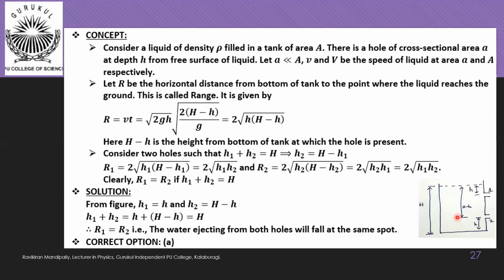So that we are writing here in figure h1 is equal to small h and h2 is equal to capital H minus small h. If we add these two, I am getting h1 plus h2 is equal to capital H, which is a condition for ranges to be equal. So that is why the water coming from both holes will fall at same spot. The option is option A.